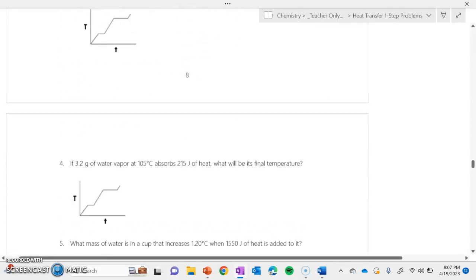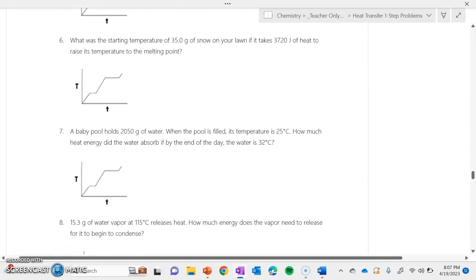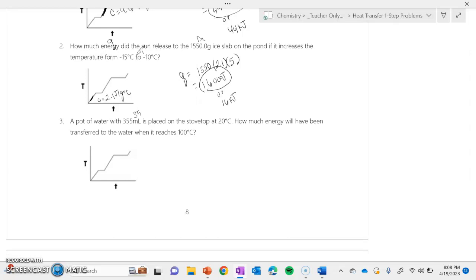And we'll do one more together before I let you loose to do 4 through 8, following the same process. A pot of water with 350 milliliters, remember that's grams, there's our mass, placed on the stovetop at 20 degrees, so that's about here. How much energy will have transferred to the water when it reaches 100 degrees Celsius? So now we're in this section. That's liquid water. It has not boiled yet. It's just reaching that boiling point.